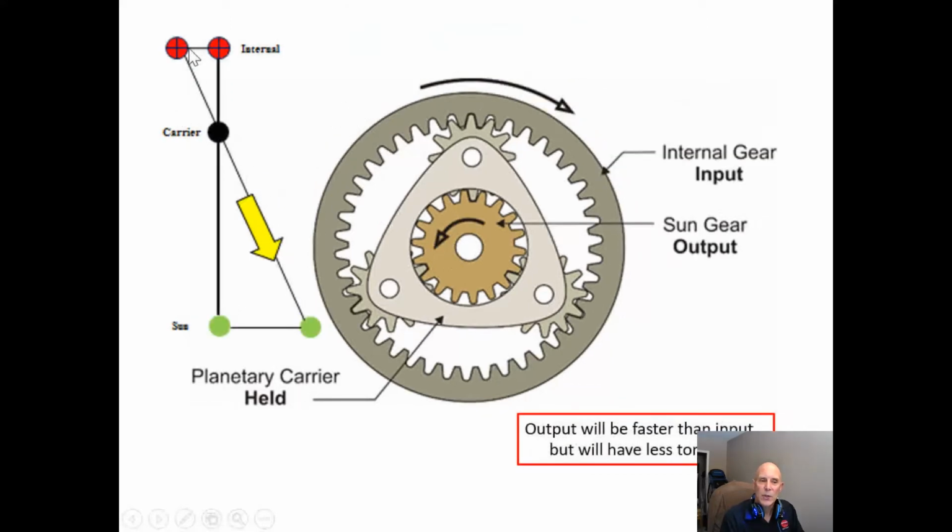If we go the opposite way, where our internal gear is our input, our carrier is still held, but now our sun gear is our output. Now we go 2 to 5. So if this is our input, it spins 2 times, and our sun gear is going to spin 5 times, but because this line intersects and crosses over, we get reverse.